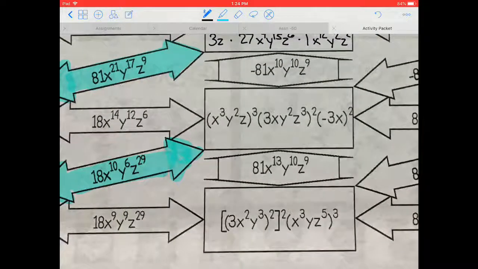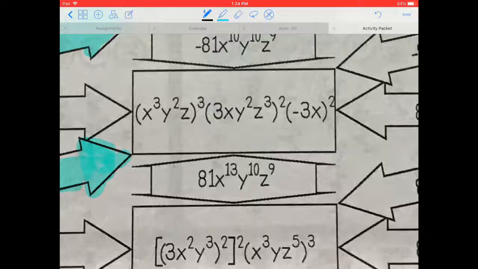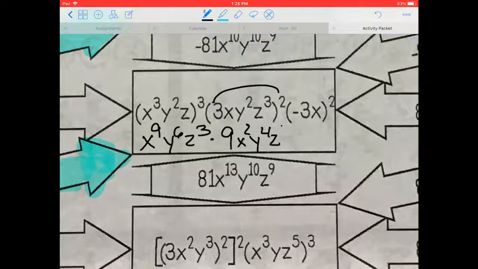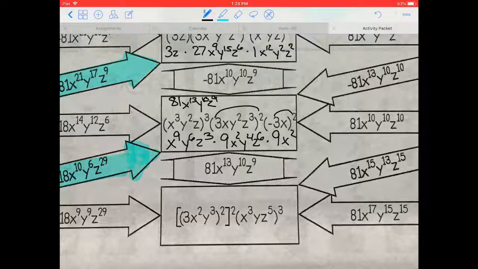Next one. Multiplying exponents, x to the 9th, y 6, z 3. This next one, 3 squared is 9, x squared, y to the 4th, z to the 6th. And then here, negative 3 squared is 9, x squared. So 9 times 9 is 81. Add up all the exponents. 9 and 2 is 11. Another 2 is 13. Y to the 6 and 10 is 10th. Z, 9. 13, 10, 9. Down.